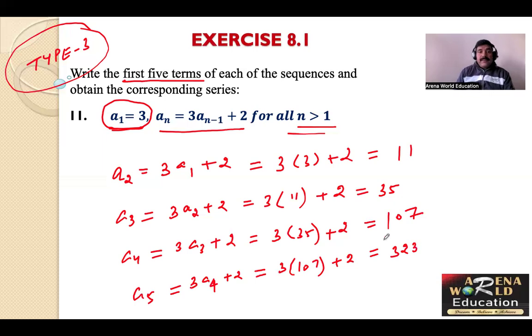So yes, in this way we will find all the required terms. But here it is given to obtain the corresponding series, right? So whenever we talk about series, what we will do is add all the terms. So here A1 is already given, so the required series will be 3 plus 11 plus 35 plus 107 plus 323 plus and so on, right?